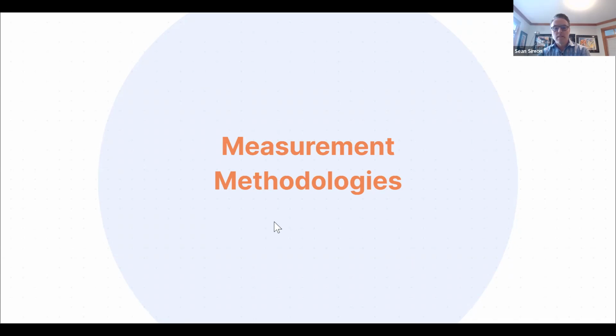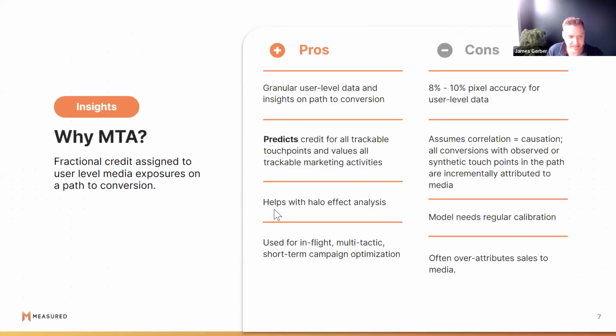Okay, great. All right, guys, so we're going to talk about the three different methodologies that were called out in that slide. We're not going to get into last touch. Everyone knows it's not accurate, but we're going to talk about the pros and cons of each of the other three: MTA, media mix modeling, and incrementality testing.